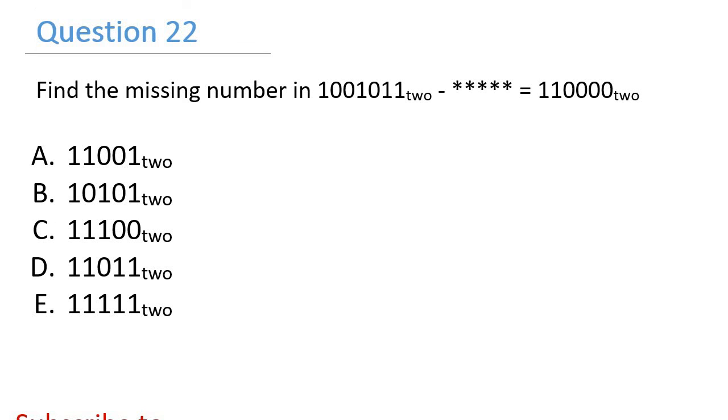Question 22 says, find the missing number in 1001011 base 2 minus the asterisk equal to 11000 base 2.